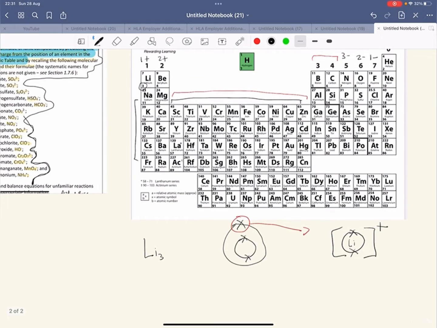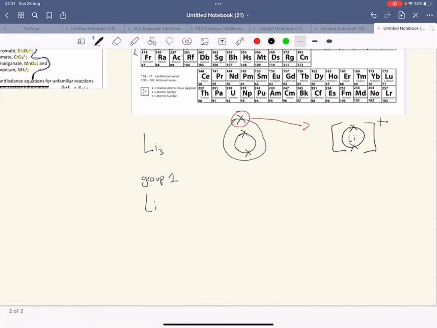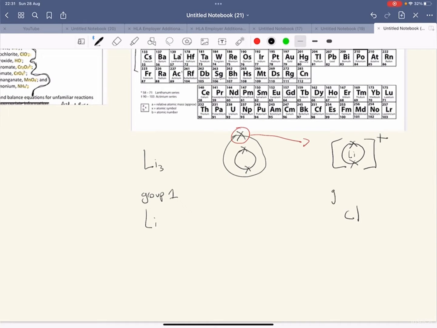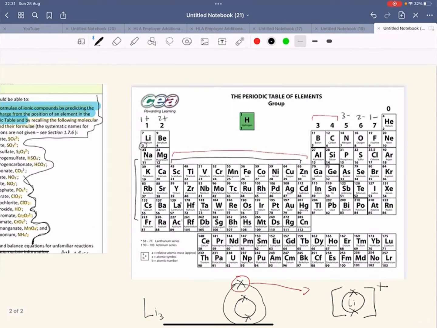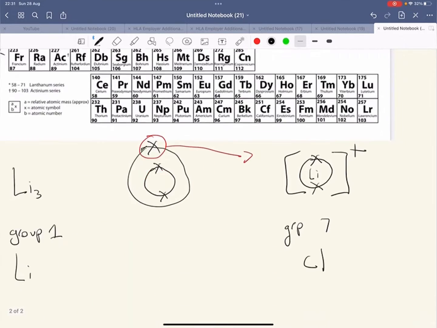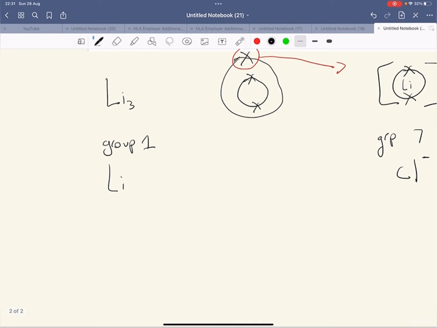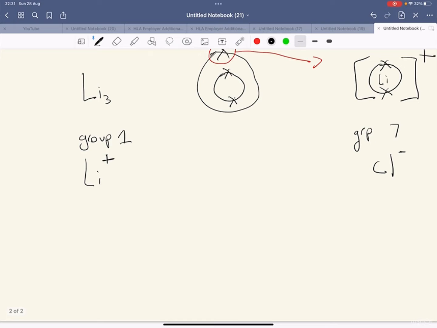If we have lithium, which is in group 1, and if we take chlorine, which is in group 7, because it's in group 7, it has a minus charge. If it has a minus charge and lithium has a plus charge, these charges cancel out. So when we bring these two together into a compound, because they both cancel out, it is just LiCl.